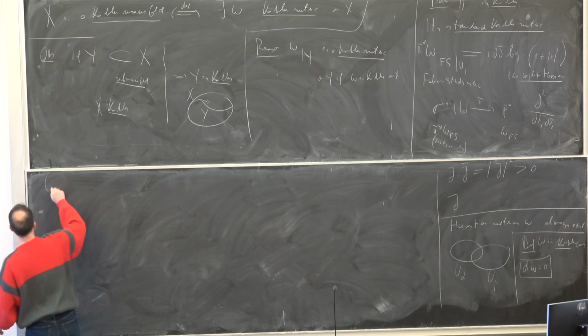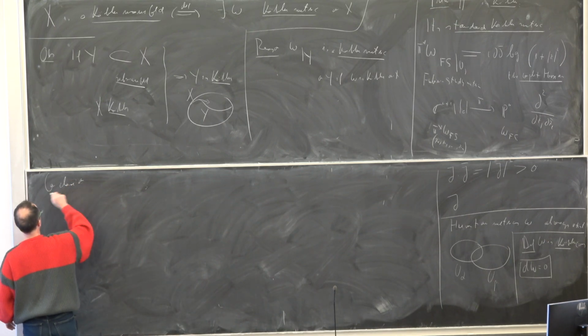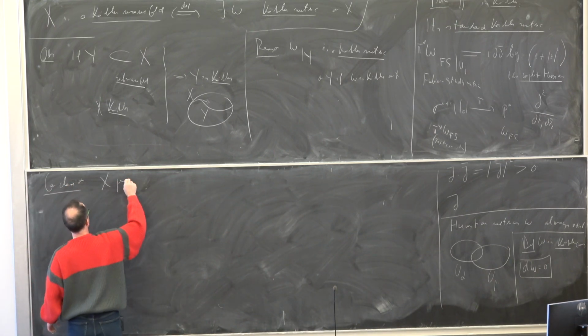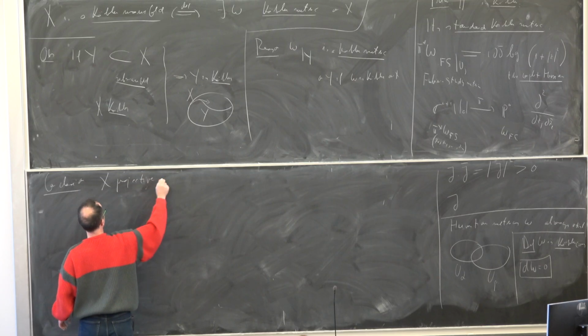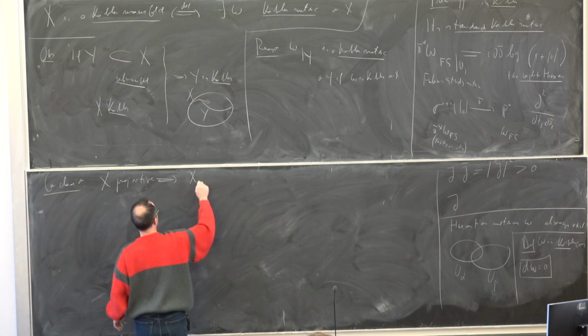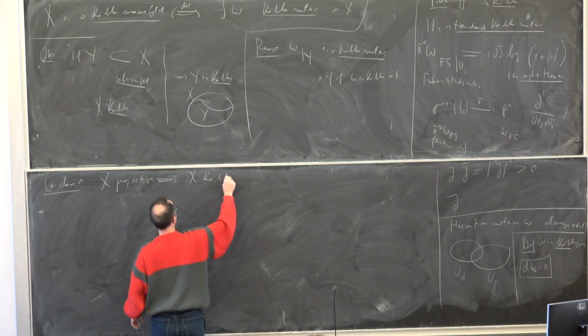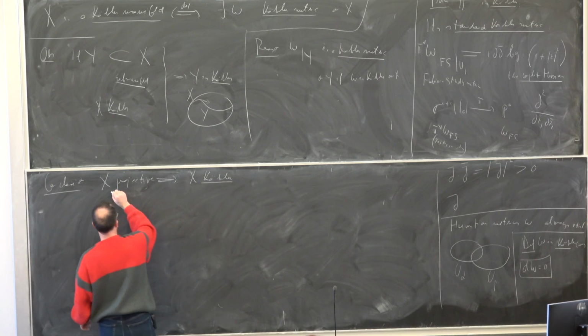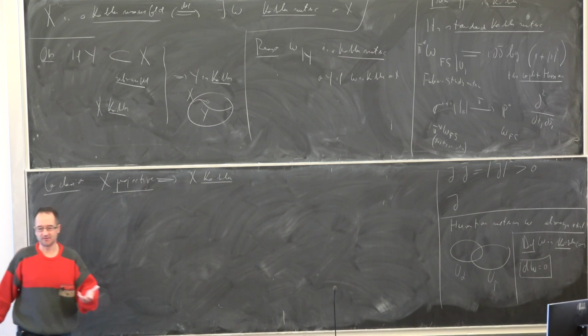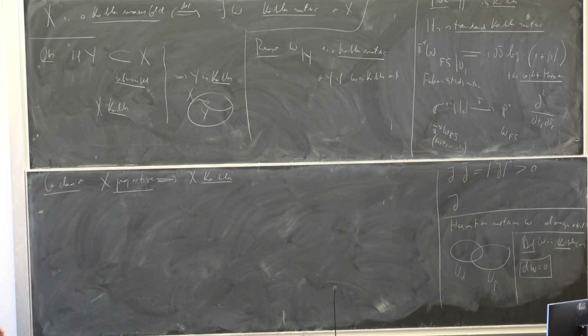So the conclusion is that if X is projective, then X is Kähler. Every projective manifold has a Kähler metric. And now the main question, which is answered by the Kodaira embedding theorem, is: which Kähler manifolds are projective?